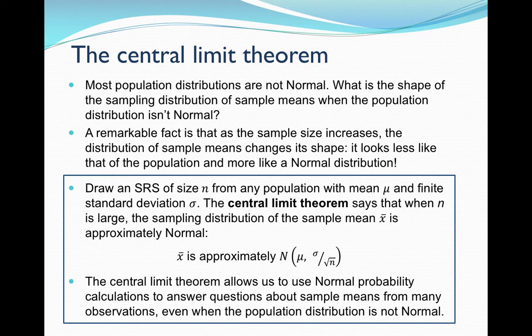Well, what do we consider large enough? 30 has been seen to be a good number. So if our sample size n is greater than 30, then the central limit theorem applies and we can perform normal calculations. Even if the distribution is not normal, as long as our sample size is large enough, we're okay.